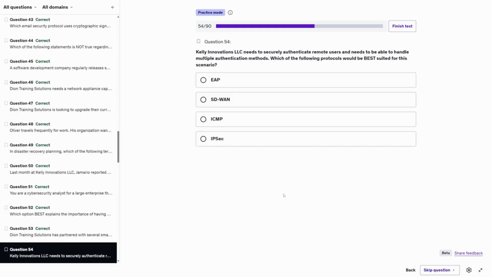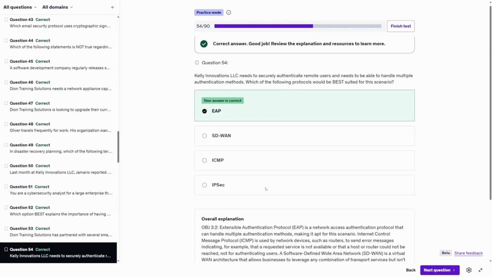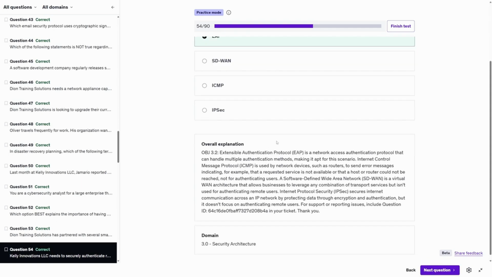All right, next question. Kelly Innovations LLC needs to securely authenticate remote users and needs to be able to handle multiple authentication methods. Which of the following protocols would be best suited for this scenario? And as we learned earlier, the best protocol for this scenario would be EAP, otherwise known as Extensible Authentication Protocol. And this is a network access authentication protocol that can handle multiple authentication methods, making it best for this scenario. I'll leave up the other answers for a few extra seconds.